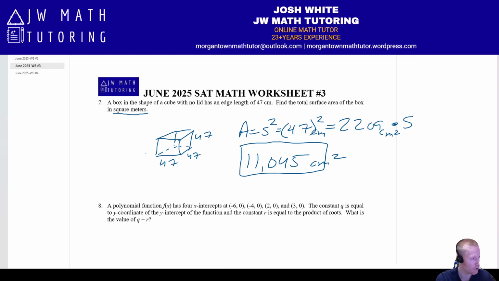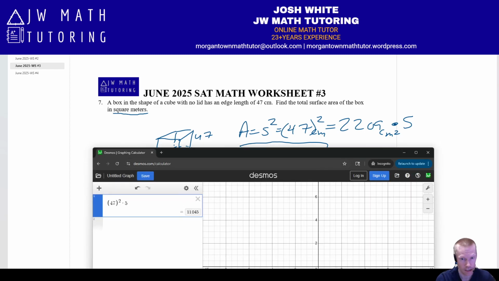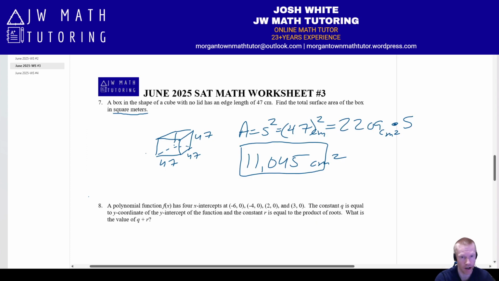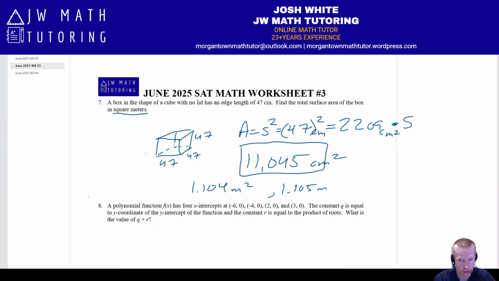Basically, you could either take the answer that I got, the 11,045, which I have already here, and you would divide it by 100 squared. So the correct answer would be 1.104 if you truncated, or 1.105 if you rounded, for meters squared. So now let's get rid of this, since that should not be our final answer. So either of those would be acceptable.